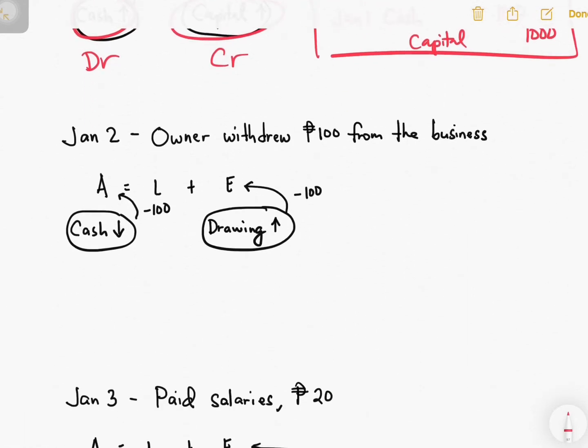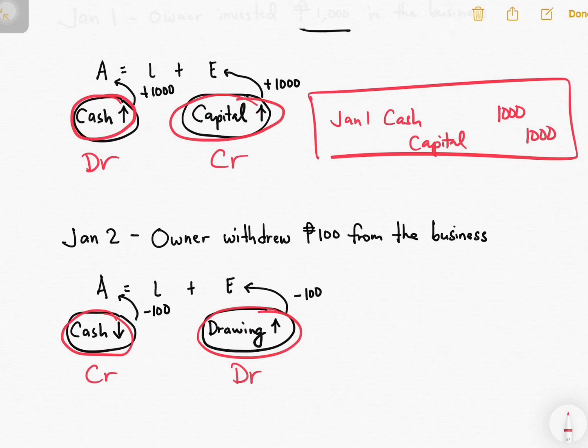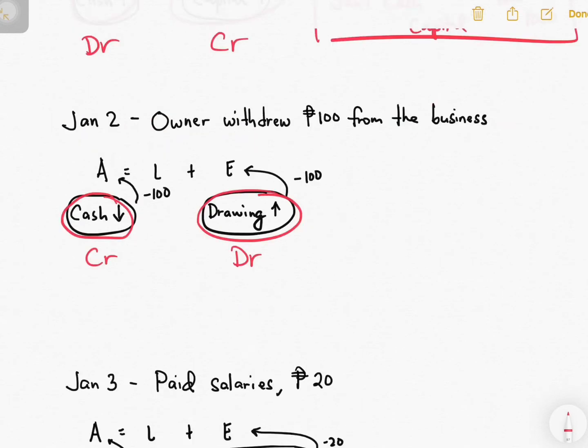So let's try this one. If cash decrease, you will credit. And if you want to increase the drawing, you will debit. By the way, you have to remember, I forgot to mention it earlier. Your debit should equal your credit. Again, what you debited should equal what you credited. So let's proceed. Let's journalize.